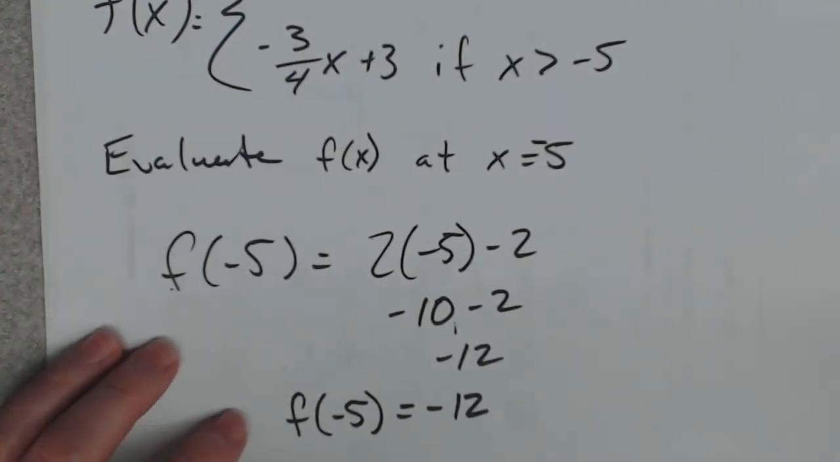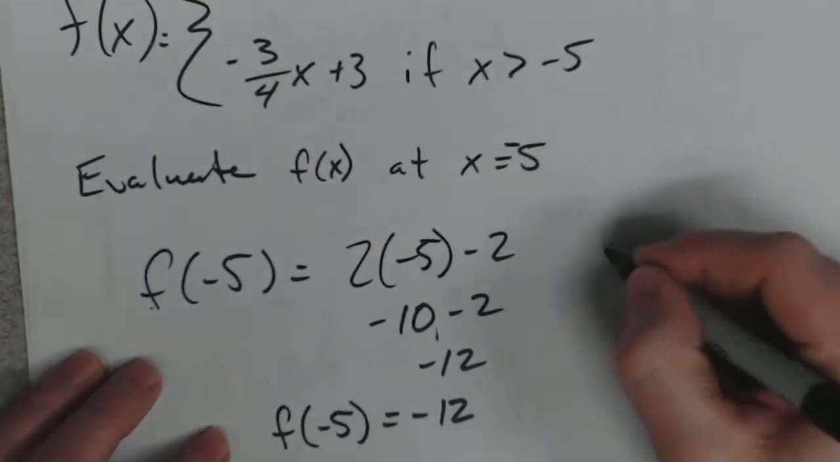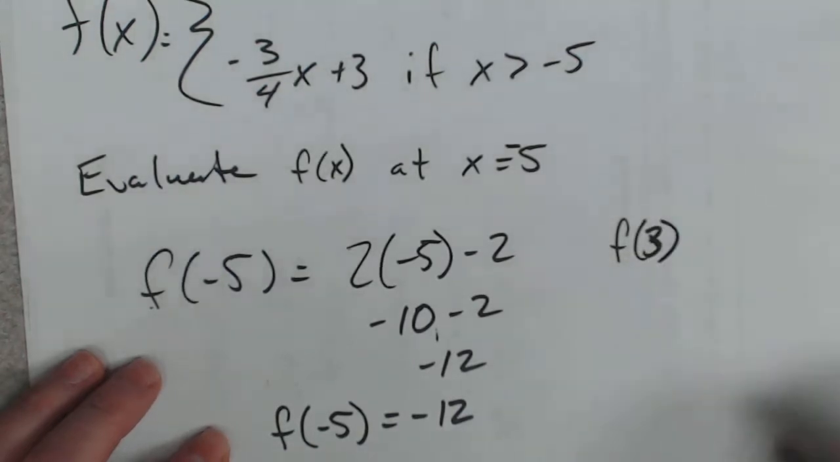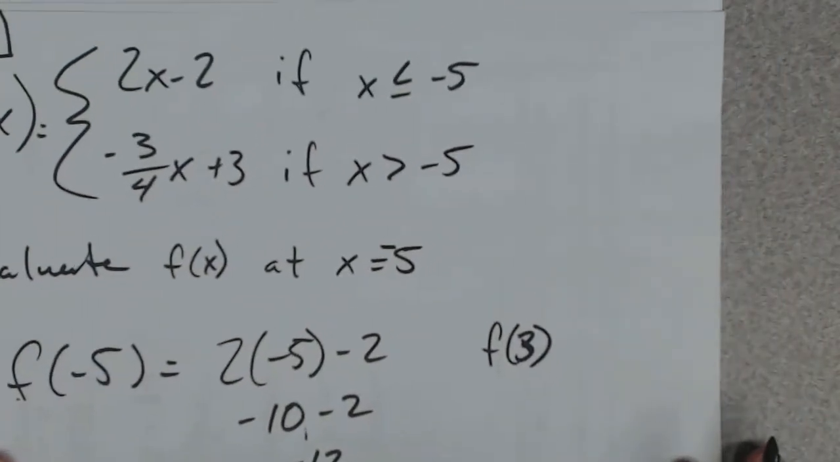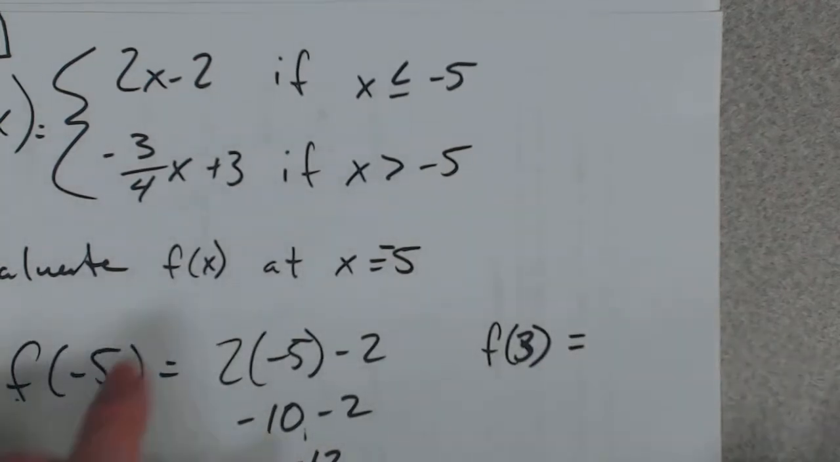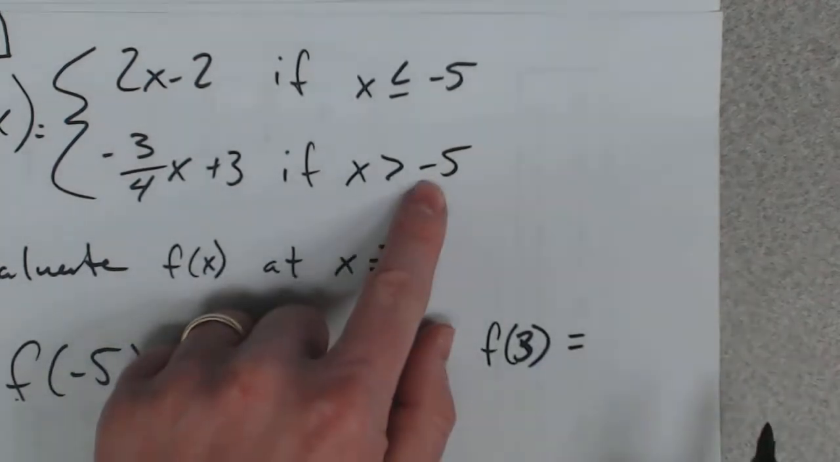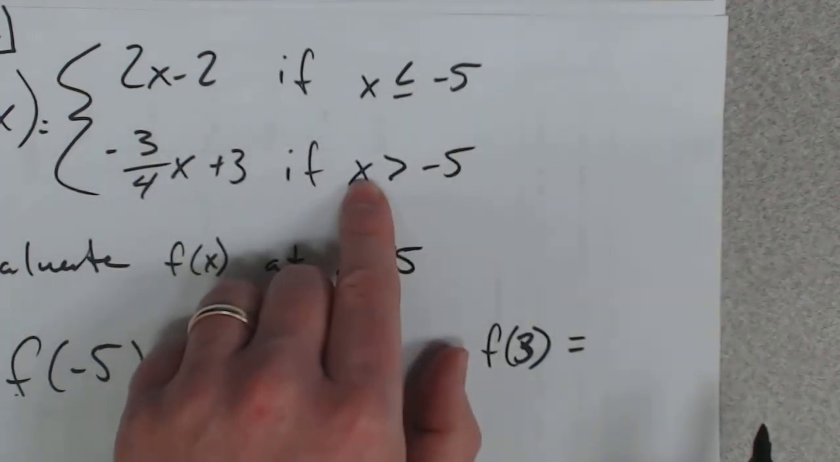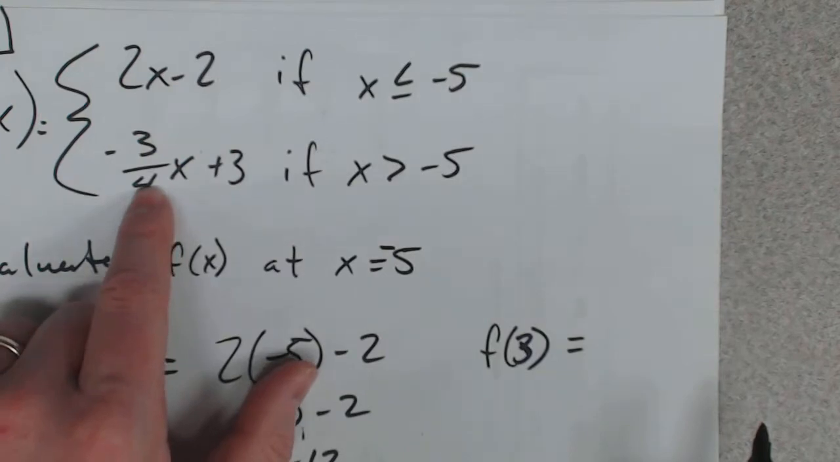Simple enough. Then the next one, let me type it in real quick and get the next answer. So then it asks for, let's say, f of 3. Which one do you use if you were trying to find f of 3? Well, is 3 bigger than -5? Yeah, sure it is. So it's not less than -5, it's bigger than -5, so we're going to use the bottom one.